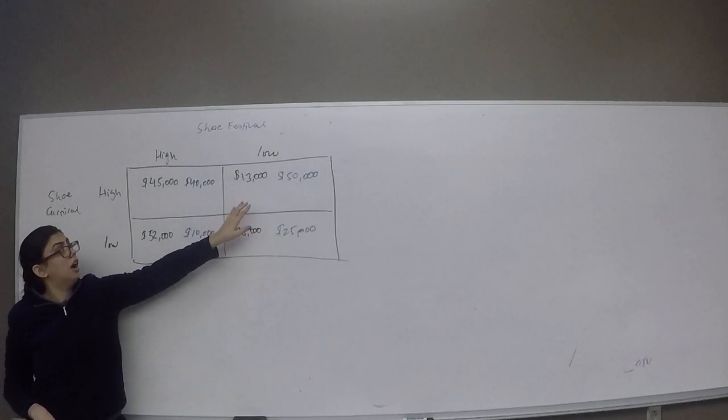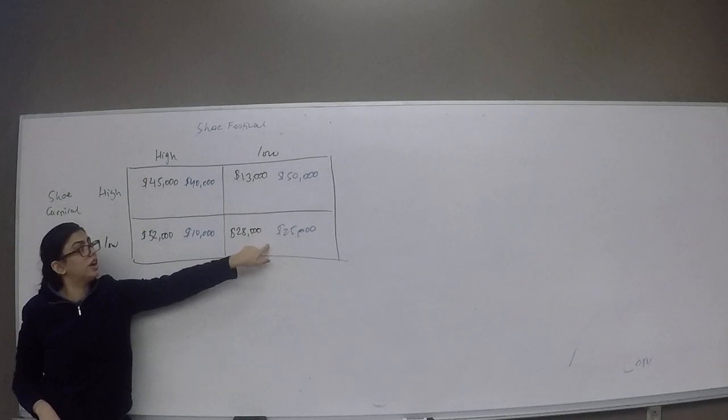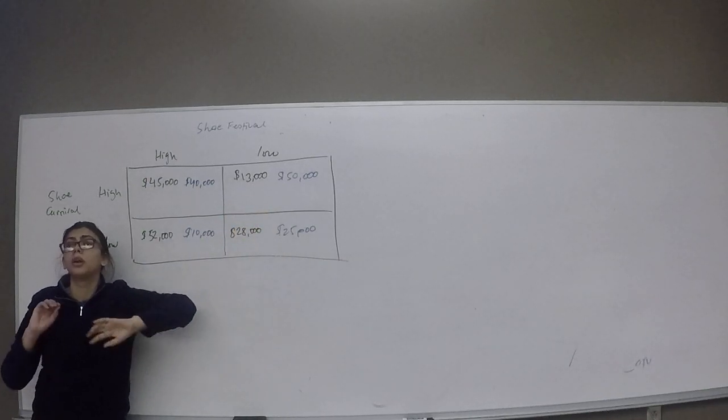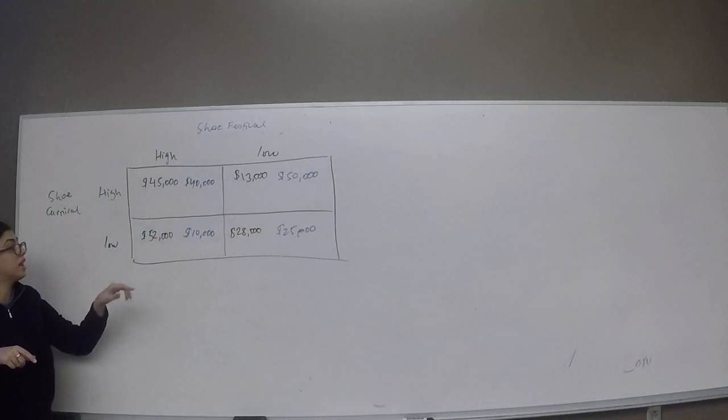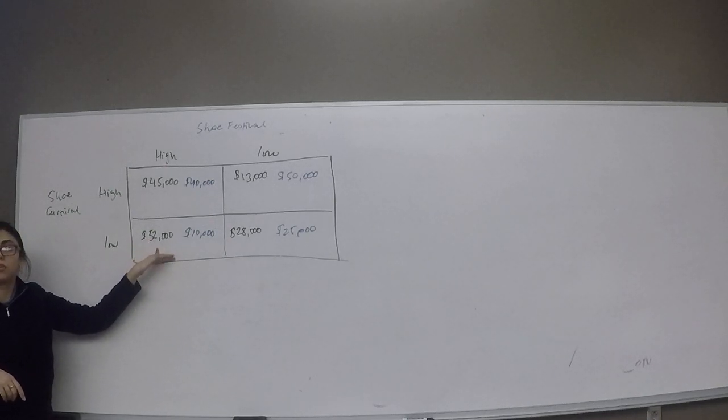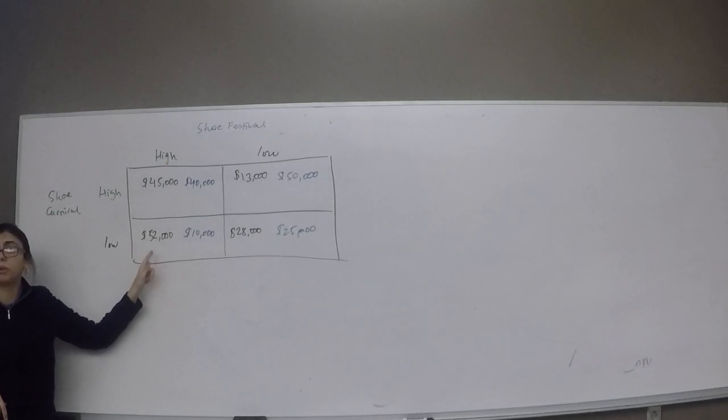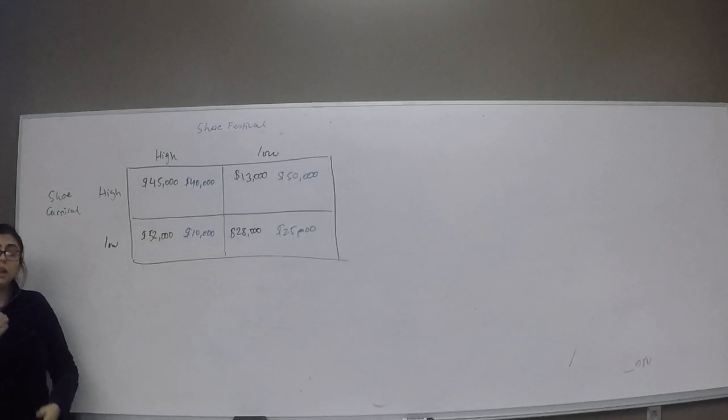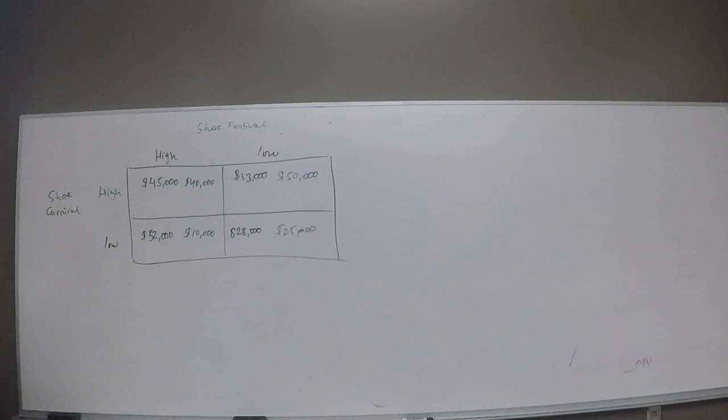Because Shoe Festival could be here or here, it doesn't matter. They're both best options. They're both avoiding this one, right? The nasty one where they sell it for high, but the other is selling it for low and making more profit. So it doesn't matter what the other person is doing. This is the dominant strategy. Selling it low is the dominant strategy for Shoe Festival. Or even if you think about Shoe Carnival's position, the same thing is true. Selling it low is the dominant strategy.